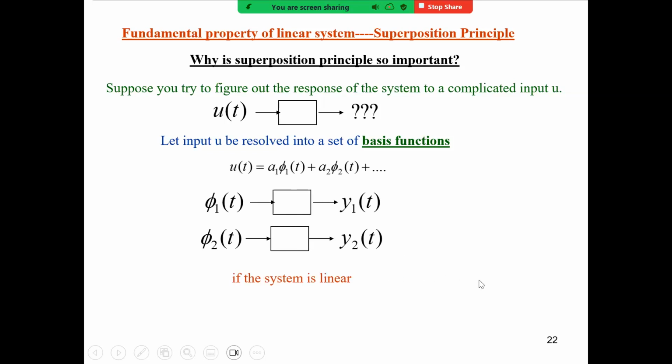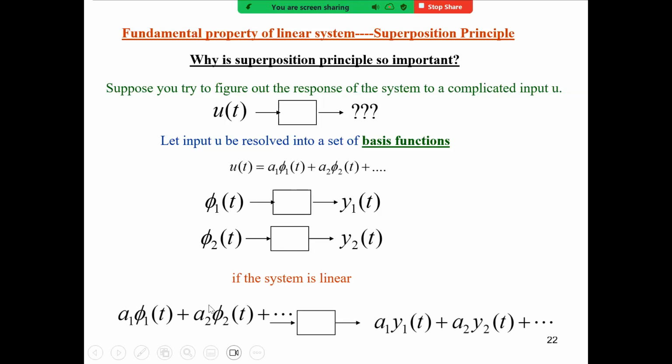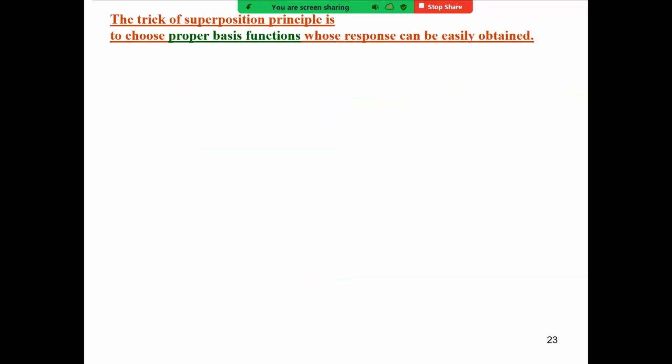If the system is linear, and the input is a linear combination of phi 1, phi 2, then the output will be a corresponding linear combination of their corresponding outputs. So that's the idea behind the superposition principle, and it only holds for linear system. The trick of the superposition principle is to choose proper basis functions whose response can be easily computed.